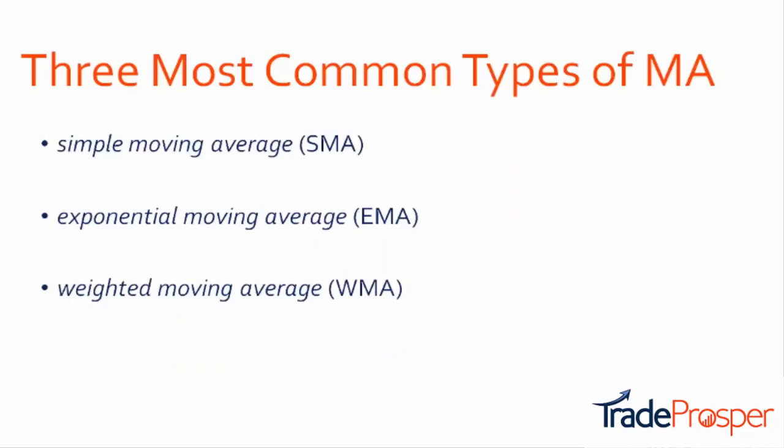The simple moving average tends to be smoother and have fewer fakeouts than the other two. It doesn't react as fast to market changes. The exponential moving average and the weighted moving average do react faster, but as a result, you have more false fakeouts.